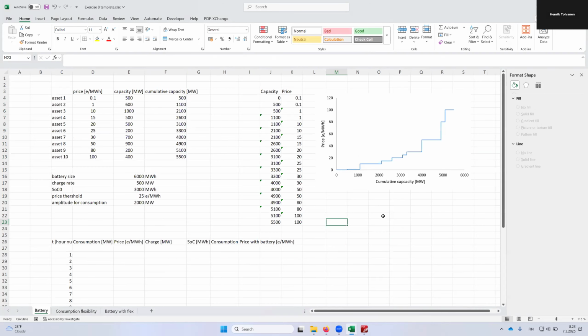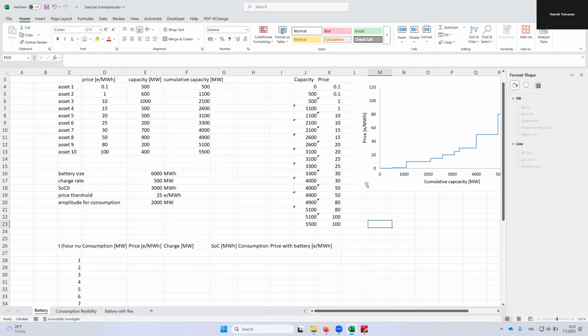So now we have the merit order curve, and then in these kinds of, let's say, quick and dirty simulations, when you are trying to capture the phenomena and examine it, but you don't want to make too complicated calculations or models.